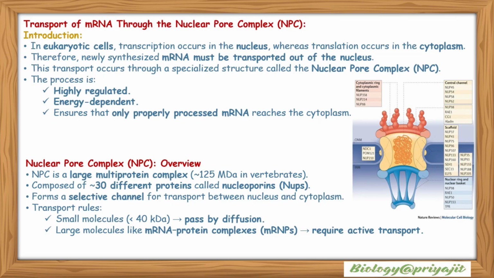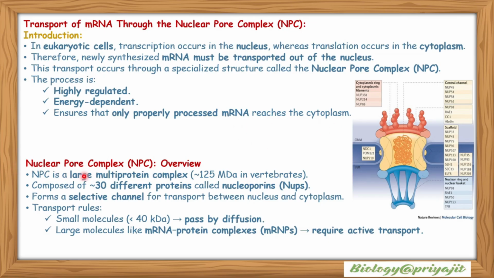Introduction. In eukaryotic cells, transcription occurs in the nucleus whereas translation occurs in the cytoplasm. Therefore, newly synthesized mRNA must be transported out of the nucleus, and it occurs through a specialized structure called the nuclear pore complex, or NPC. This is the image showing the structure of the nuclear pore complex. In the presence of the nuclear pore complex, the transport process is highly regulated, energy dependent, and it ensures that only properly processed mRNA can reach the cytoplasm.